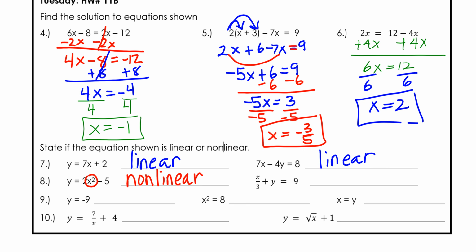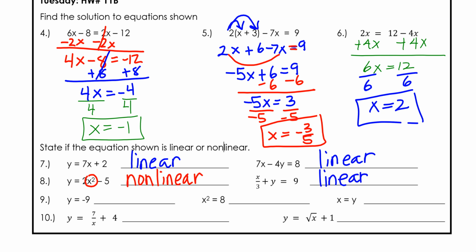Now let's take a close look at this second one. Look at your variables. Do they have any powers? No. So they're invisible ones. Are there any products of variables? No, they're adding each other. Are there any variables in the denominator? Nope. There's a 3 in the denominator, but not a variable. So this one is actually linear.